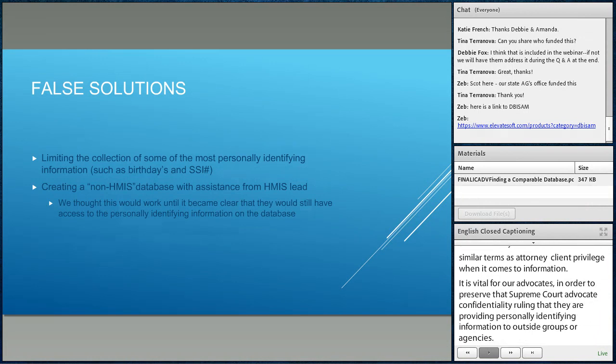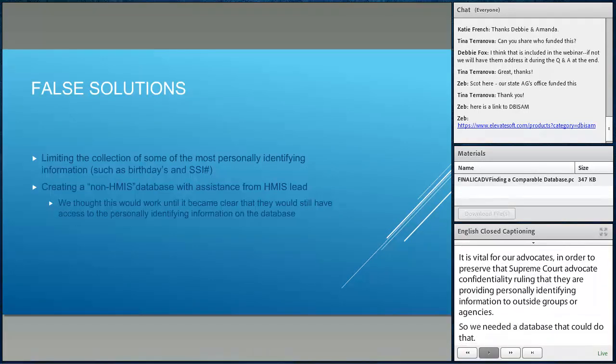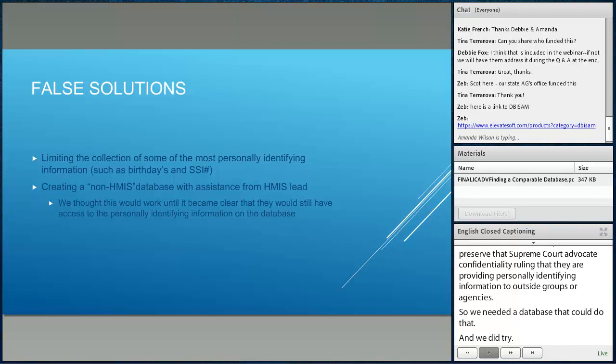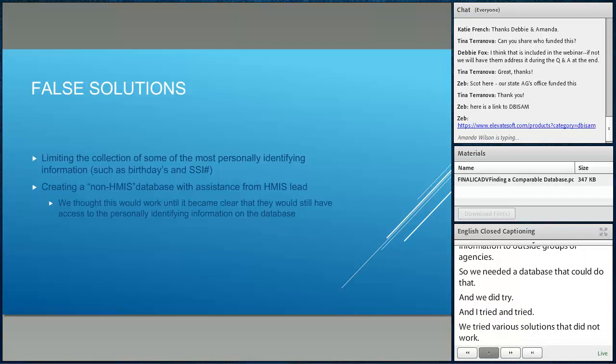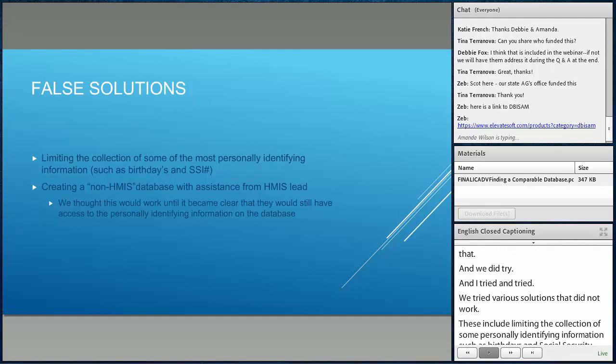And we tried, and we tried, and we tried, and we tried various false solutions that didn't work, including limiting the collection of some personally identifying information, such as birthdays, social security numbers, limiting the collection of names, not entering those things into the database.